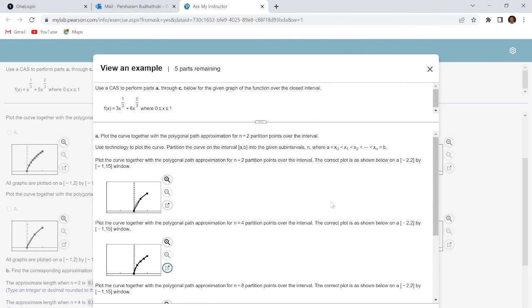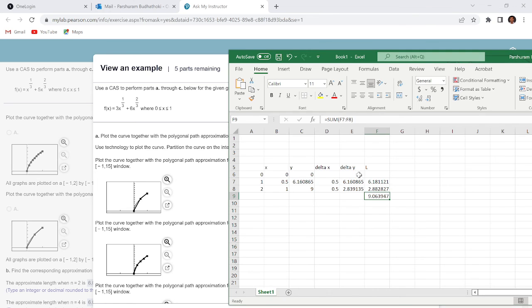You can do exactly the same thing I did here. You can use the Excel sheet, make the formula here, and finally find the sum of each of those sub-intervals. That gives you the approximate length of this curve. Okay, hopefully you got it. Otherwise, just feel free to email me back.